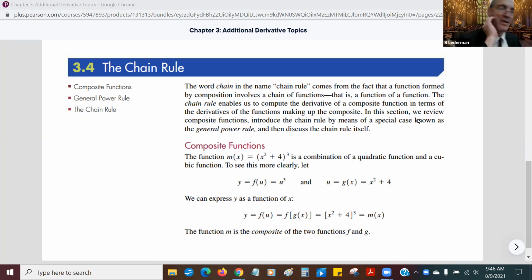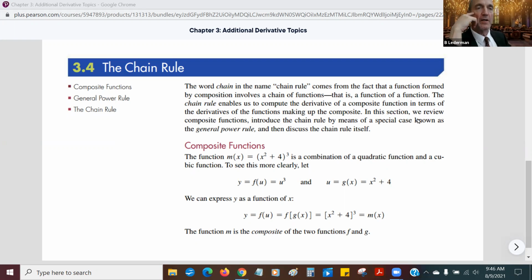Hi, everybody. Now, in this video, we're doing 3.4, which is the chain rule.